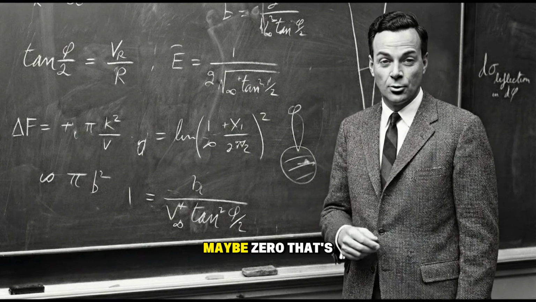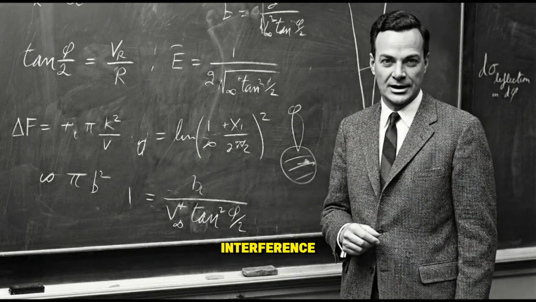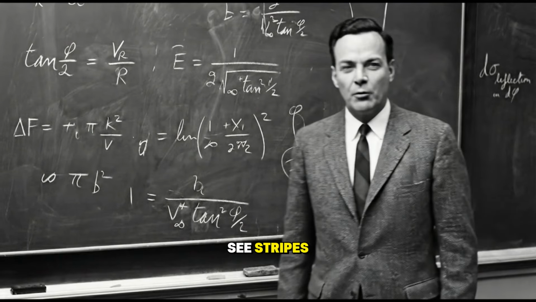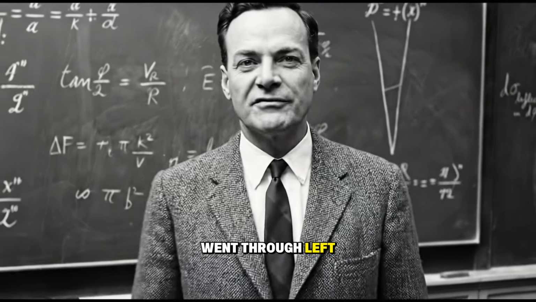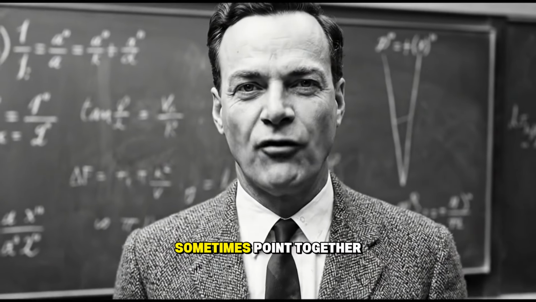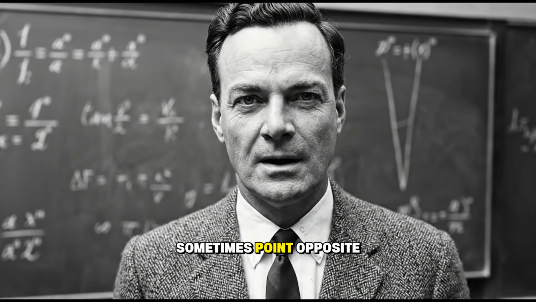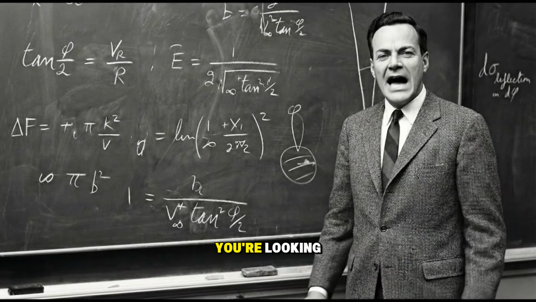Small probability, maybe zero. That's interference. That's why we see stripes. The arrows for went through left slit and went through right slit sometimes point together, sometimes point opposite, depending on where on the screen you're looking.